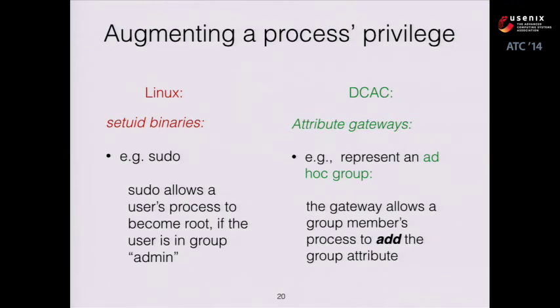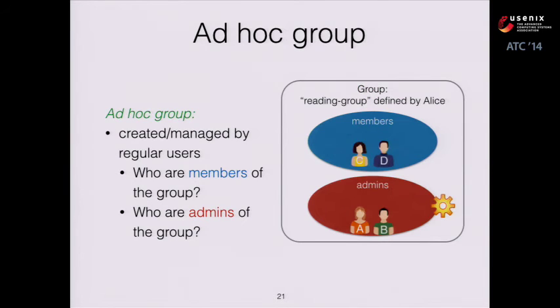And so far, we only talked about how a process can deprivilege itself, but sometimes we need to augment the process privilege. In Linux, there are setuid binaries, like the sudo binary, which allows the user process to become root if the user is in group admin. And in DCAC, we have a mechanism called attribute gateways. For example, we can represent an ad hoc group using a gateway. The gateway will allow a group member's process to add this group attribute, which is a way to augment the process privilege. Ad hoc groups are created and managed by regular users instead of the system administrator.